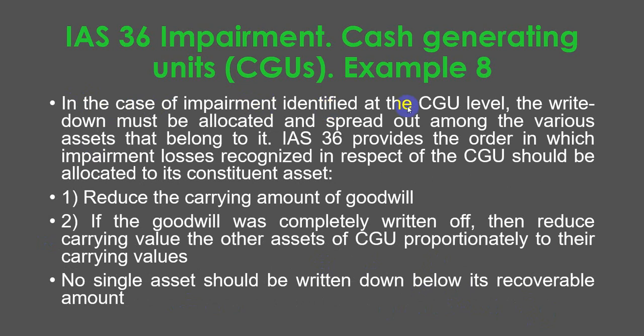In the case of impairment identified at the cash generating unit level, the write-down must be allocated and spread out among the various assets that belong to it. IAS 36 provides the order in which impairment losses recognized in respect of the cash generating unit should be allocated to its constituent assets. First of all, we need to reduce the carrying amount of goodwill. Secondly, if the goodwill was completely written off, then reduce the carrying value of the other assets of the cash generating unit proportionately to their carrying values. However, no single asset should be written down below its recoverable amount.